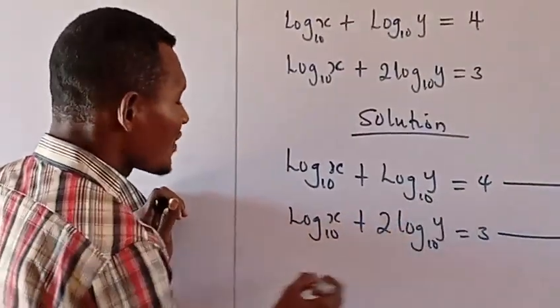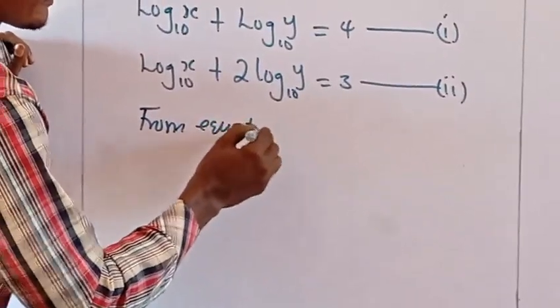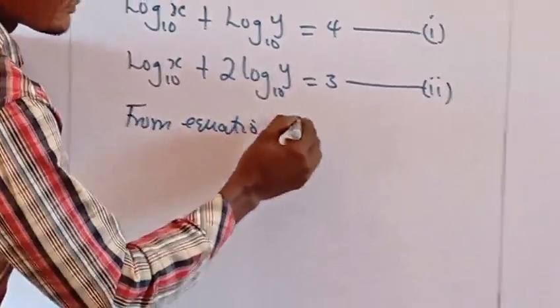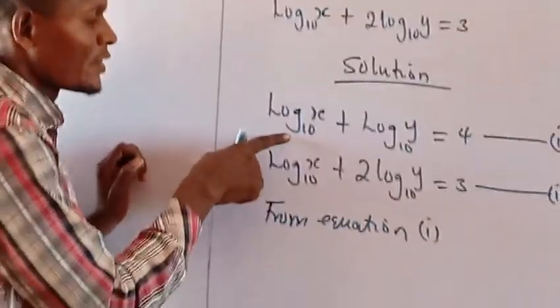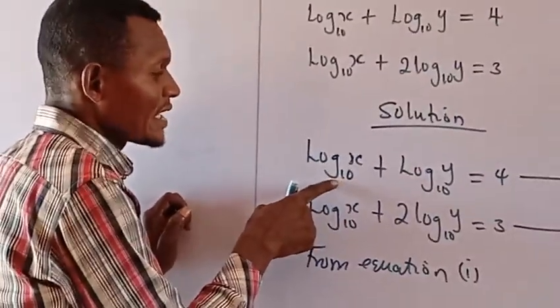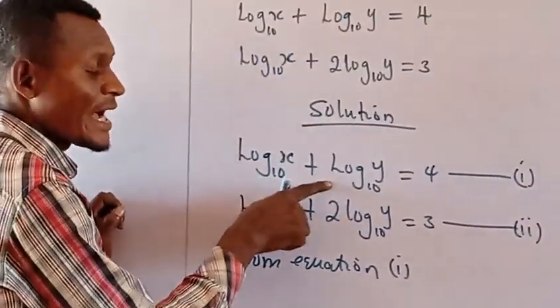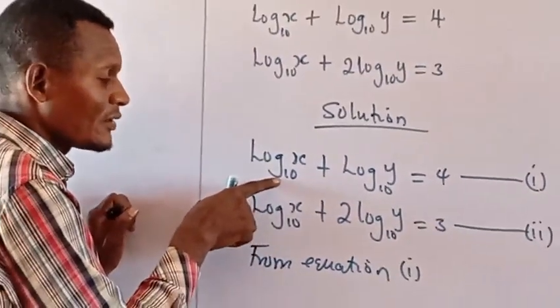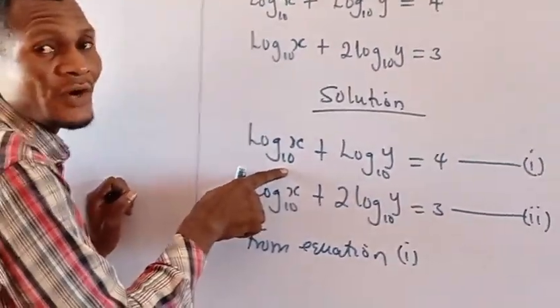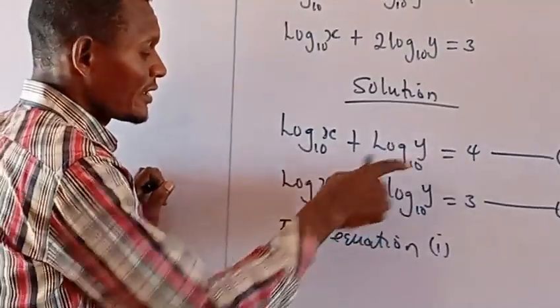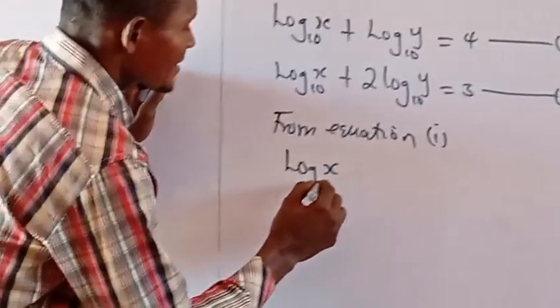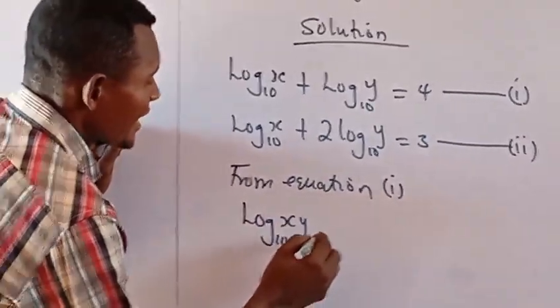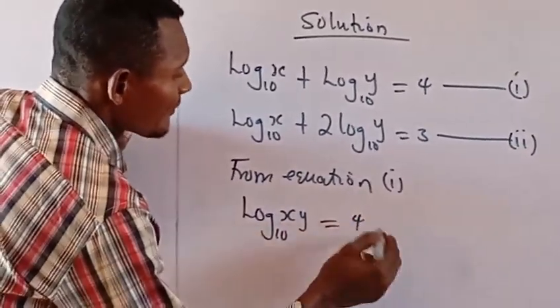So by taking equation 1 first, we say from equation 1, we apply the laws of logarithms here too. So we can see that log x to the base 10 and log y to the base 10, they are adding. So in that case, we are picking one of the logs. Since they are the same base, we are picking one of the logs and then multiply the logarithms. So we have log xy to base 10 is equal to 4.